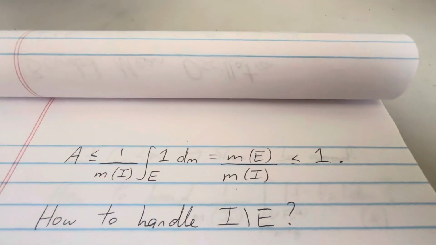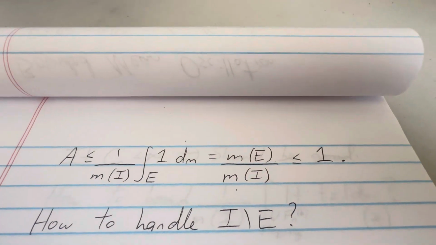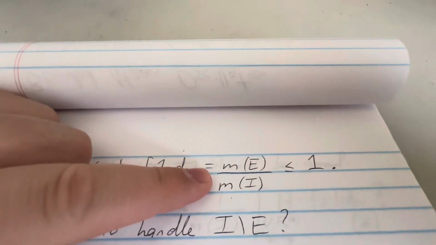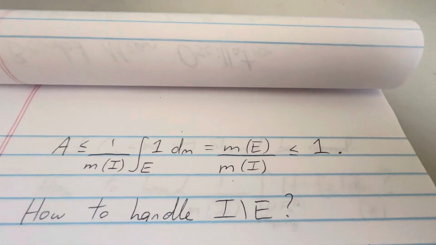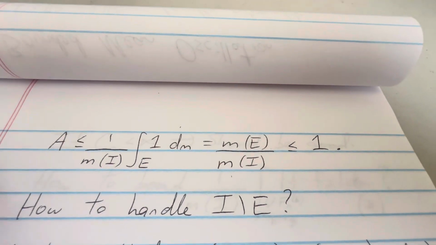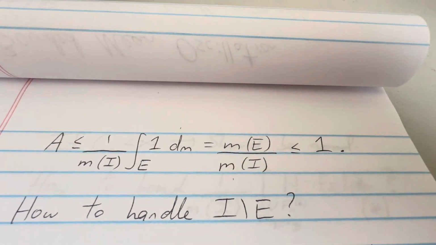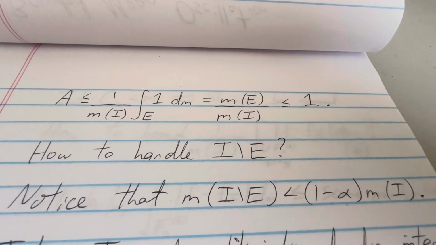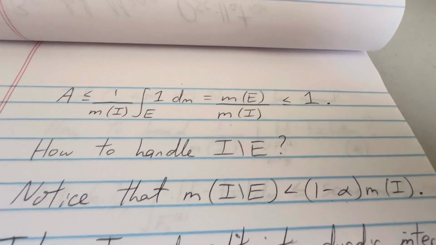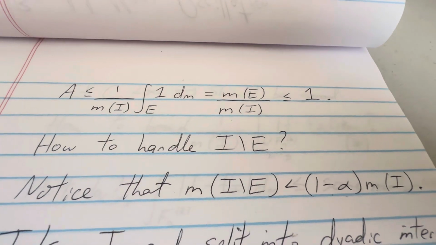So that's what I have written up here. And since e is a subset of I, we know that this ratio is bounded above by 1, and 1 is independent of the interval I. So it's not too hard to get a nice bound for a. The issue comes from trying to get a handle over b, because how do you get a handle over I minus e, how do you get rid of e?